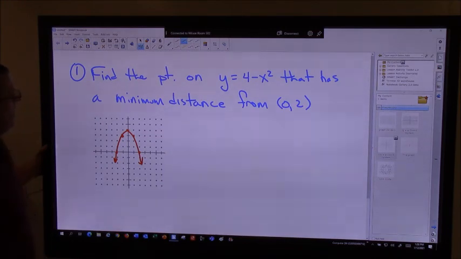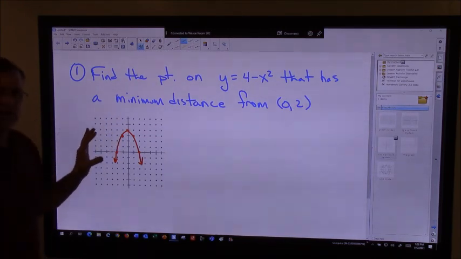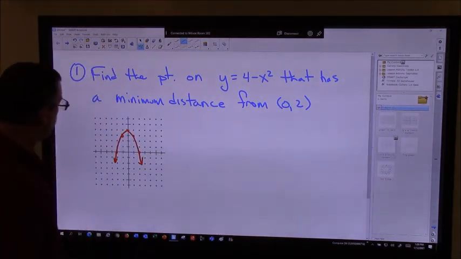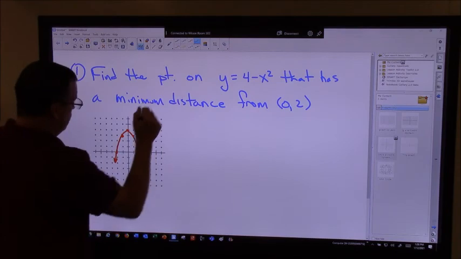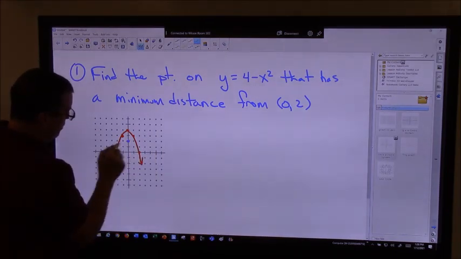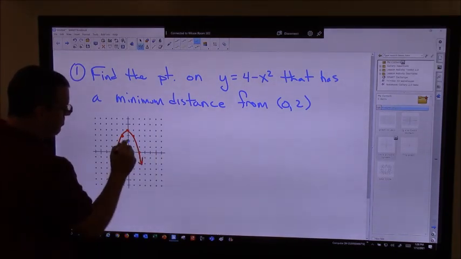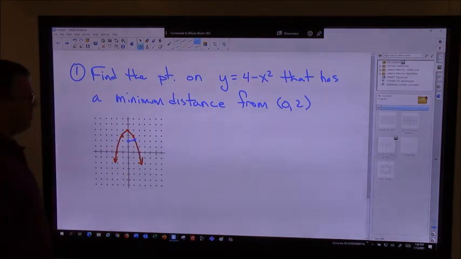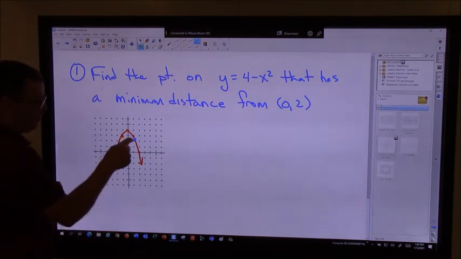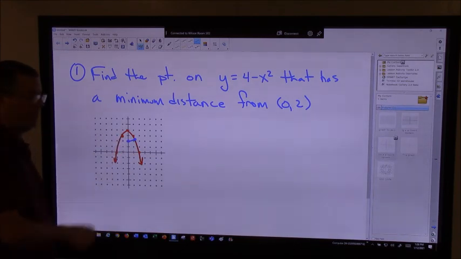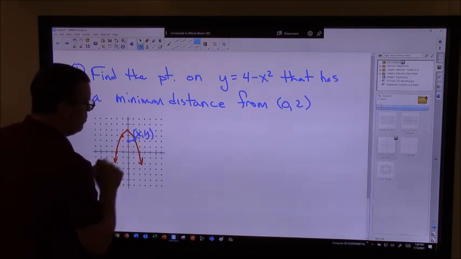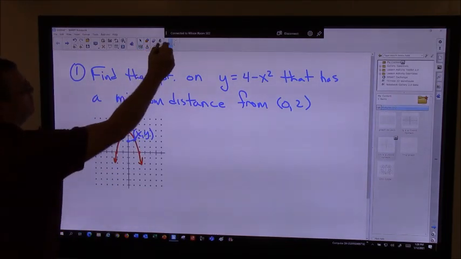Okay? And what I'm trying to do is find a point on the parabola where I minimize the distance from (0, 2). Well, let's see, (0, 2) is right here. So if I want to minimize the distance, I've got a line segment that goes out, and there's another point on the parabola. Okay? Now, this point I can move around on the parabola. So what I need to do is call it (x, y), because I don't really know where it's at yet.